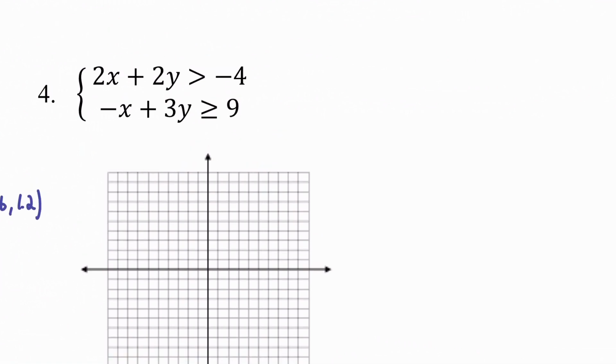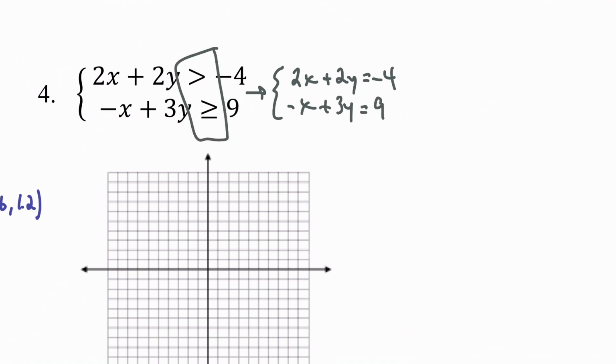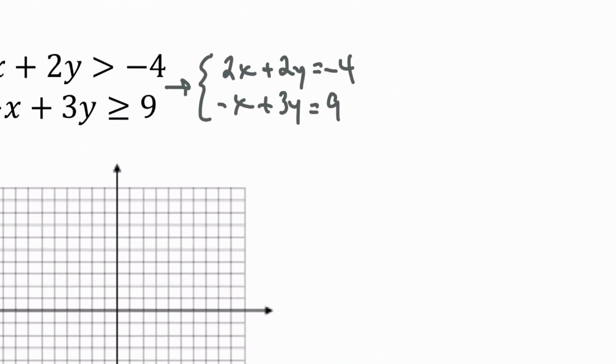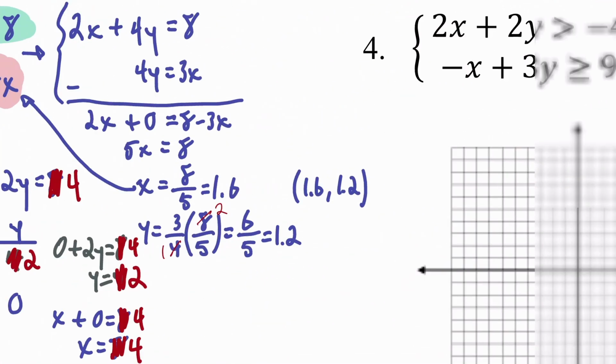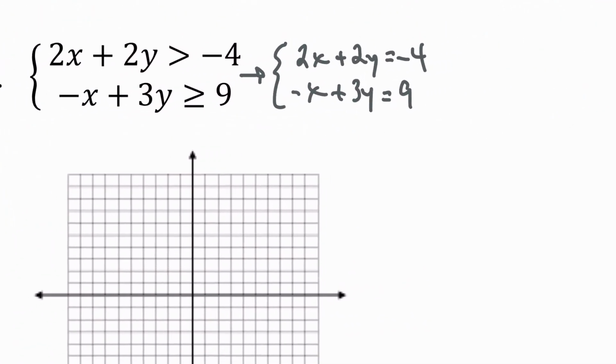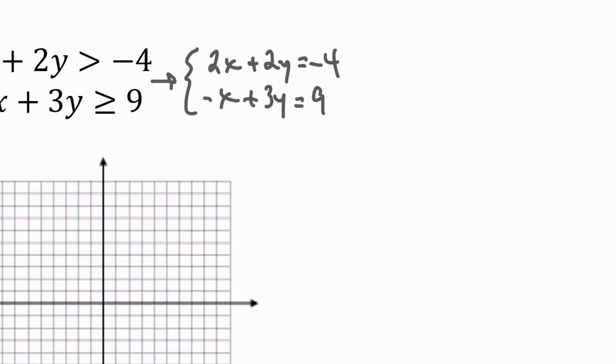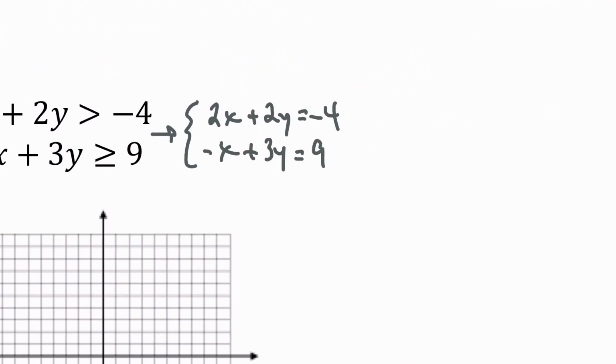Okay, so first thing I'm going to do is we're going to turn this into the boundaries. So I'm just going to make these equations. 2x plus 2y equals -4, -x plus 3y equals 9. And we'll have to come revisit these in a minute, okay? For a couple of reasons. For one thing, to decide where is the solution, of course, but there is something else actually. Okay, so what I'm going to do is work out what the intercepts of these are.